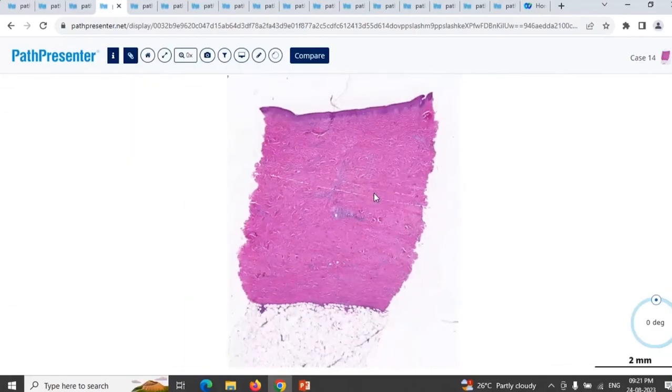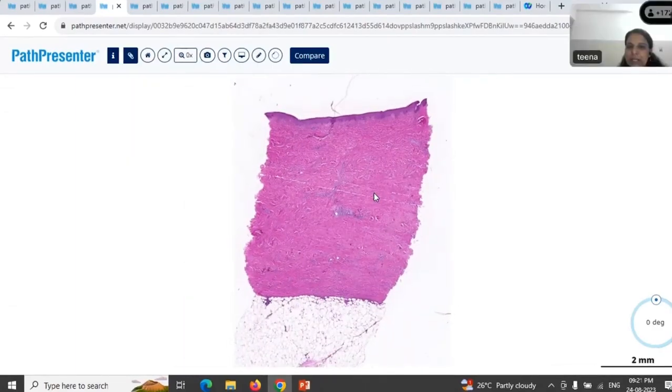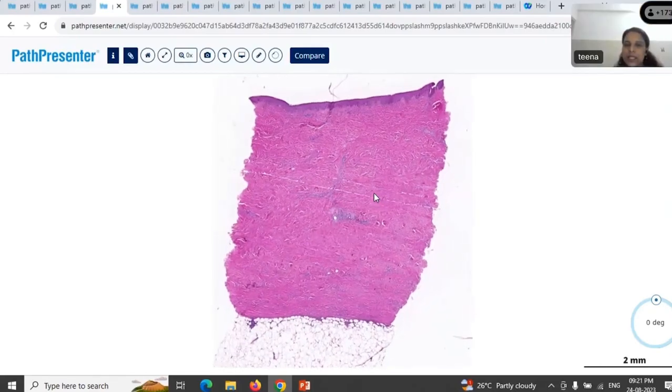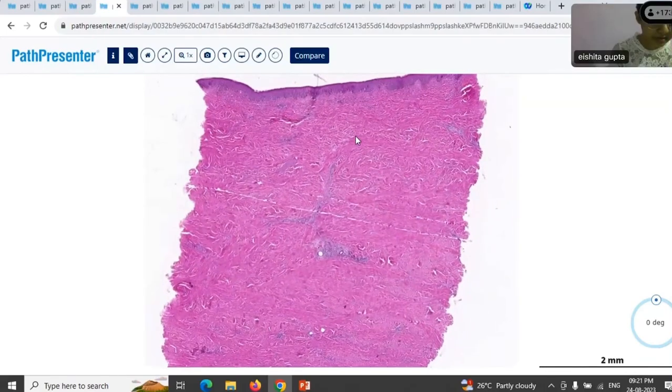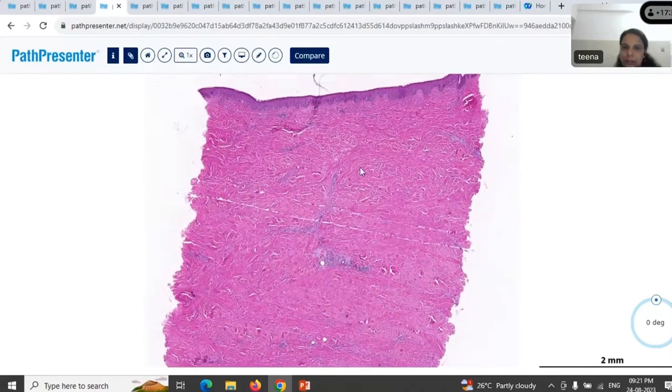Sections from skin show a rectangular biopsy. Epidermis appears normal and dermis appears sclerotic. I am not able to hear you, sorry. Ma'am, sections from skin show a rectangular biopsy. Epidermis appears normal and dermis shows sclerosis and mild perivascular inflammation. Okay. Subcutaneous fat is normal.